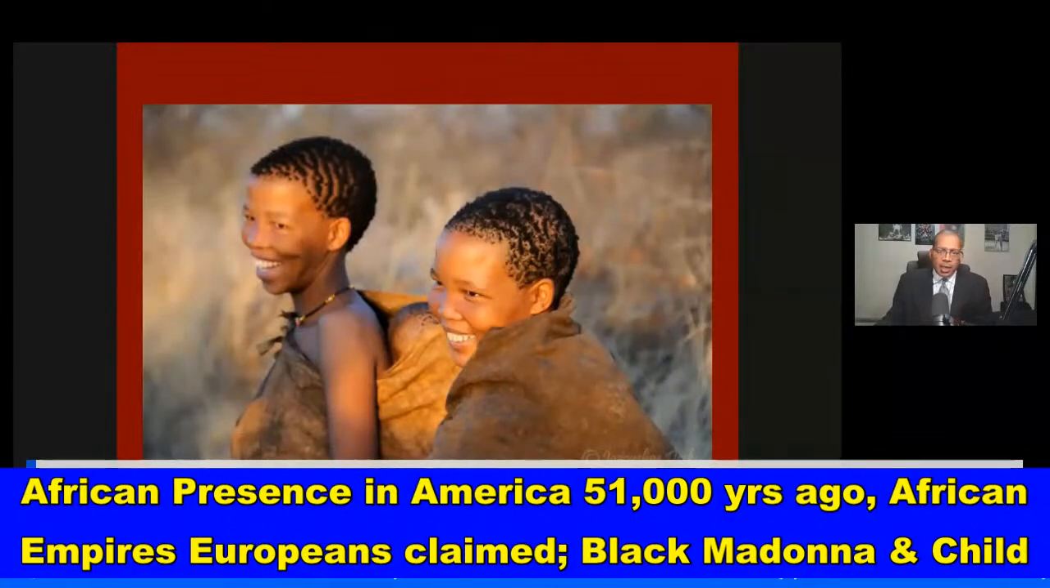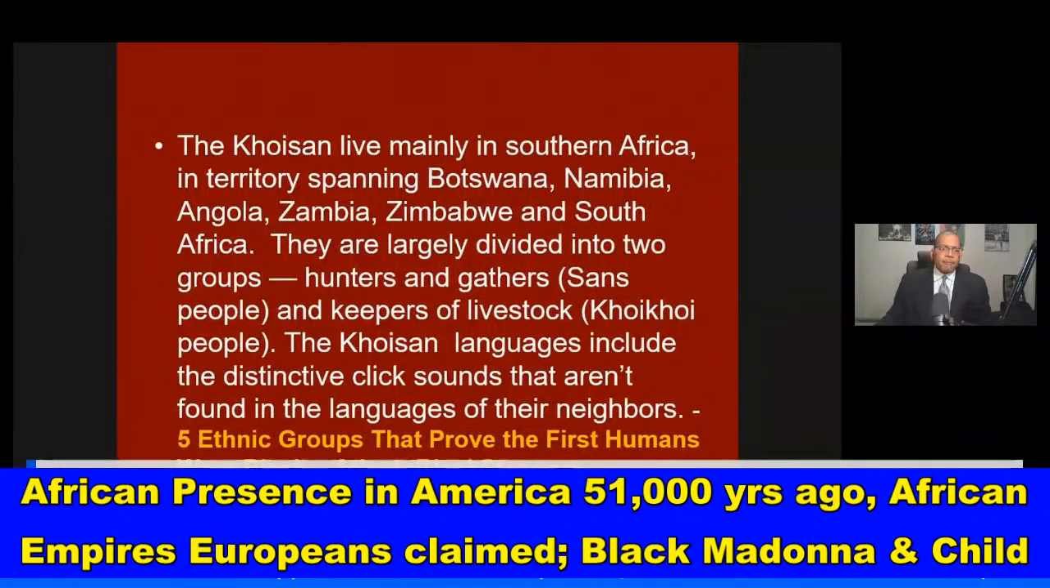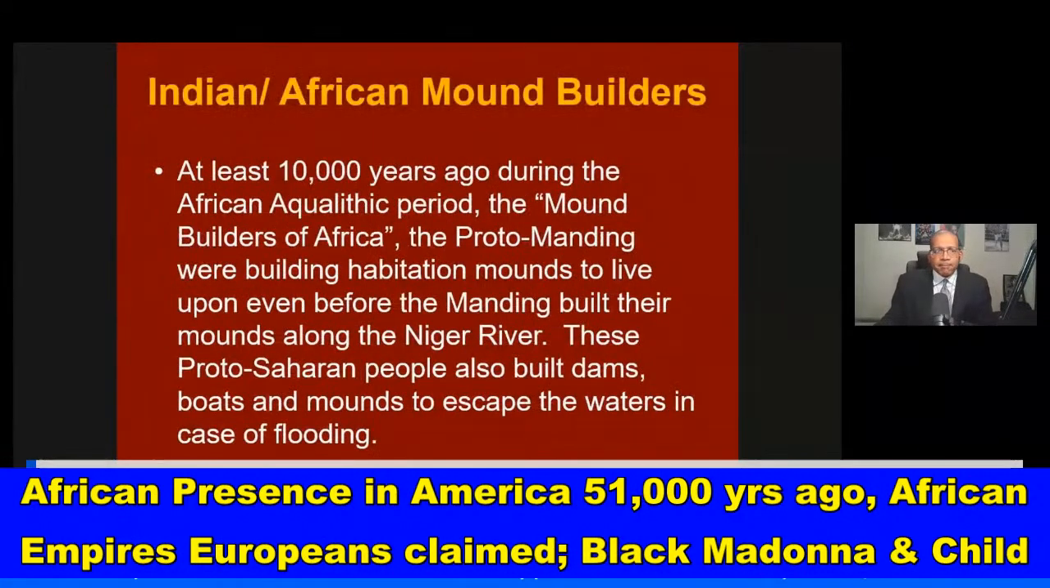Now, here are a couple of Khoisan sisters, also a couple of Khoisan African women. Now, the Khoisan live mainly in southern Africa in territories spanning Botswana, Namibia, Angola, Zambia, Zimbabwe, and South Africa. They are largely divided into 2 groups: hunters and gatherers, known as the Sans people, and keepers of the livestock, known as the Khoikhoi. The Khoisan languages include the distinctive click sounds that aren't found in the languages of their neighbors. There's a good article from AtlantaBlackStar.com called 5 Ethnic Groups That Prove the First Humans Were Black.